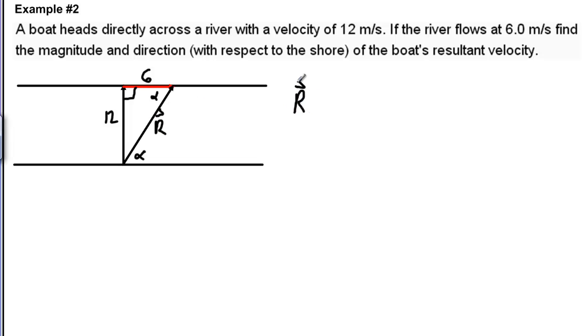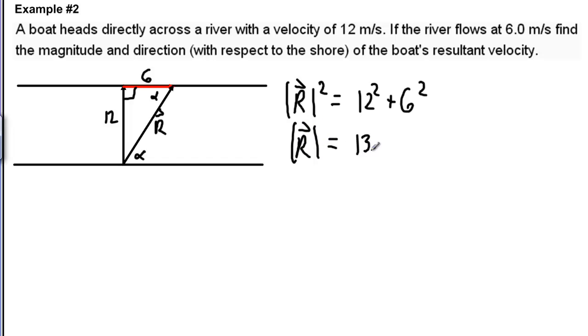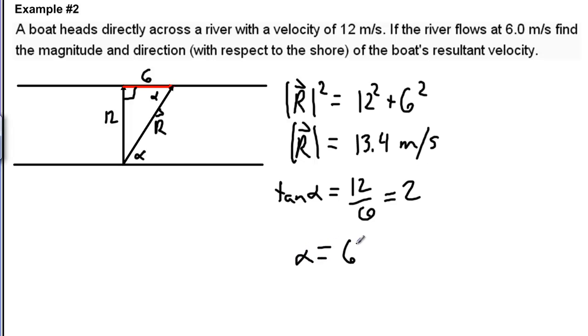So our resultant squared would be 12 squared plus 6 squared. So once we take the square root, 13.4 meters per second. Now what's that direction? Again, we can just use tangent. It's better than using sine or cosine because we're using exact values. The tangent of alpha in this case is 12 over 6, which is 2, so alpha should be 63.4 degrees.